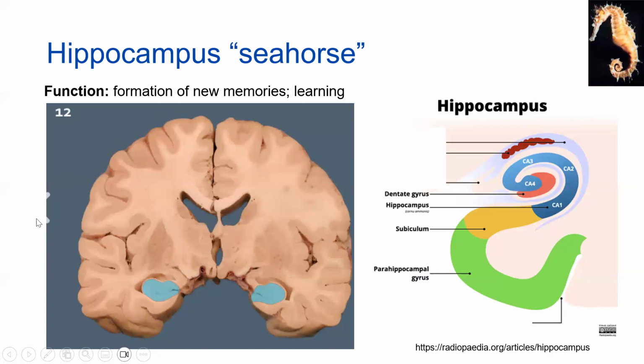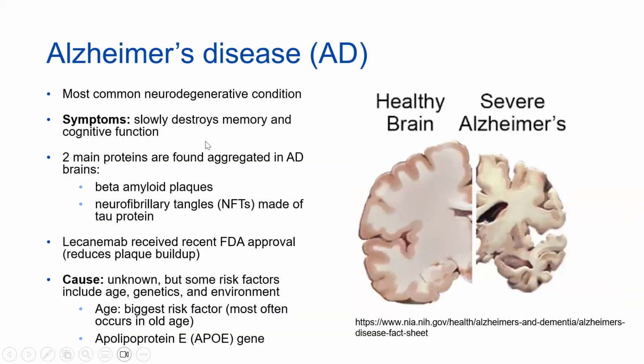And an important clinical point about the hippocampus is that it is among the first brain regions affected in Alzheimer's disease, or AD. AD is the most common neurodegenerative condition characterized by symptoms that slowly destroy memory and cognitive function. And it's likely that you currently know someone or have known someone with Alzheimer's disease.